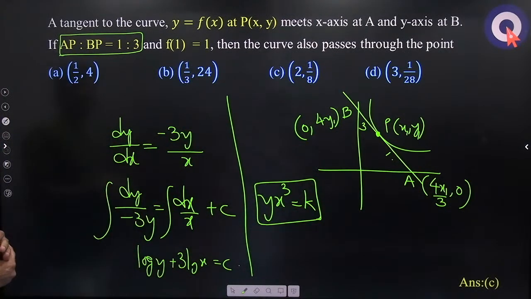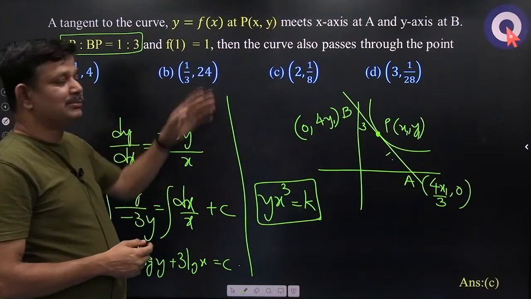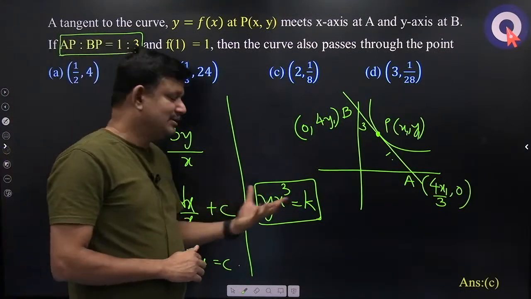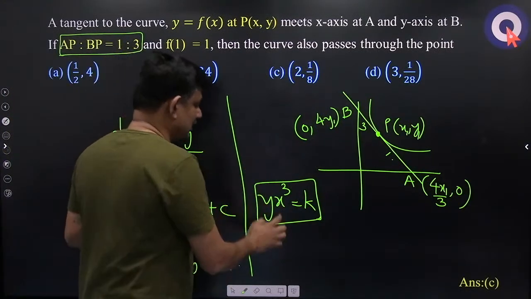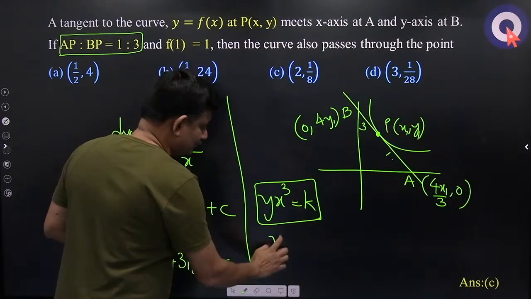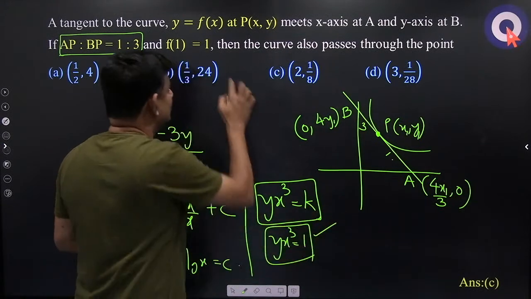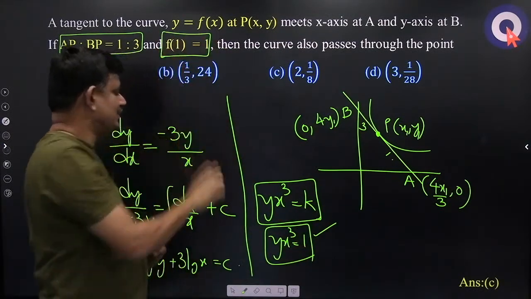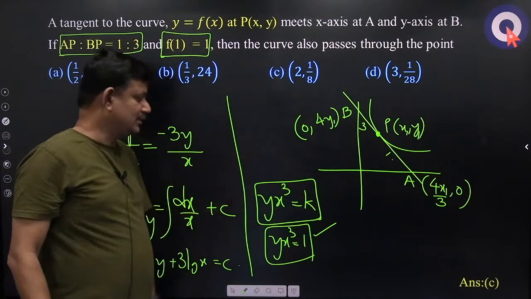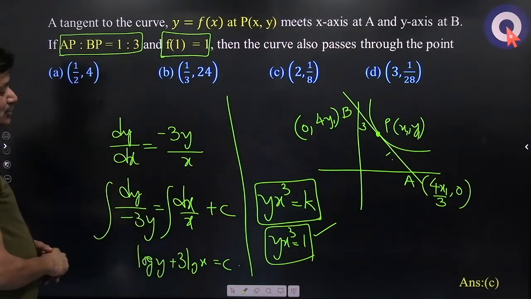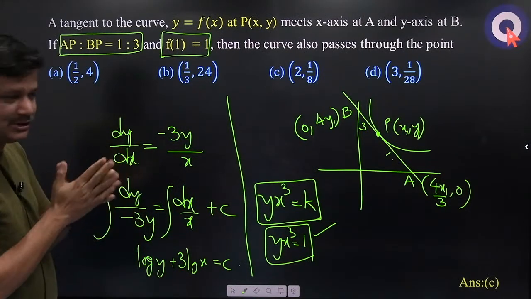Okay. Now f of 1 is given to be 1. That means when x is 1, y is also 1. So k will be 1. So y x cube will be equal to 1. This is the curve equation. F of 1 is given to be 1. That is, when x coordinate is 1, y coordinate is also 1. So k value should be 1. So what is your curve? y x cube is equal to 1.